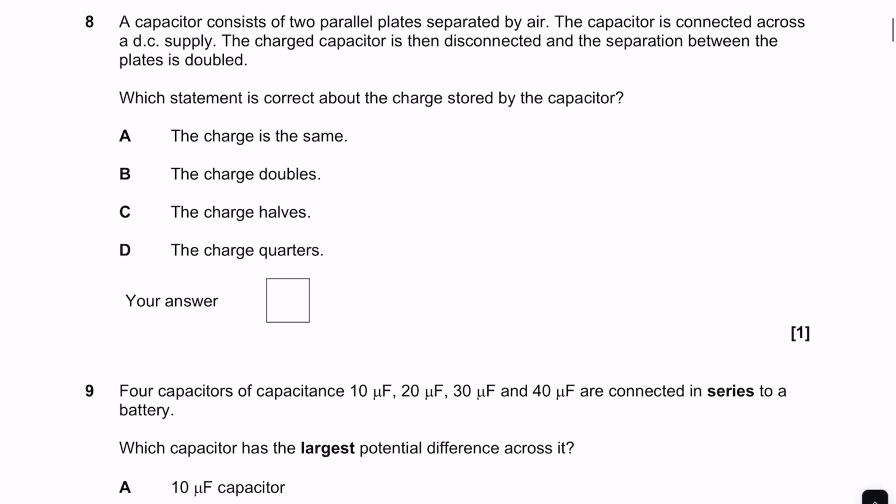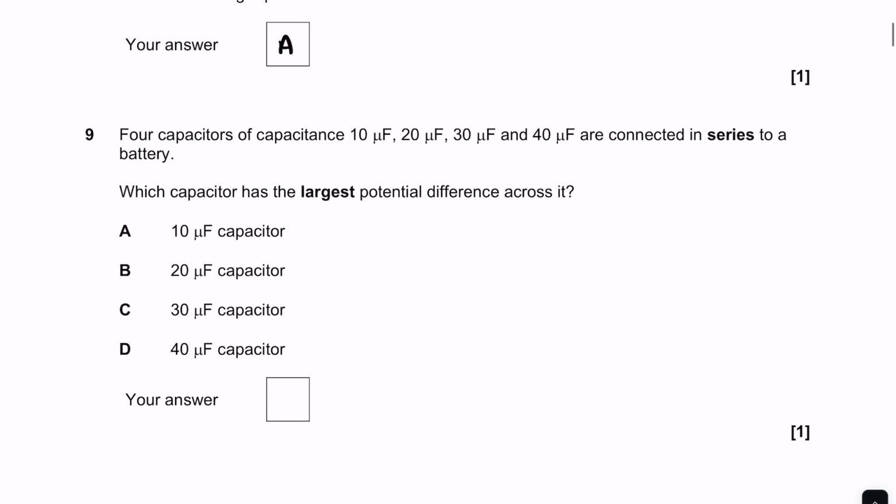So we're given that a capacitor consists of 2 parallel plates separated by air. The capacitor is connected across a DC supply. The charged capacitor is then disconnected and the separation between the plates is doubled. Which statement is correct about the charge stored by the capacitor? Well, the charge stored is not going to be affected anymore. If you disconnect the capacitor, the charge has already been stored. It is therefore going to be the same. It doesn't get affected by anything. So it's already there. Charge stored.